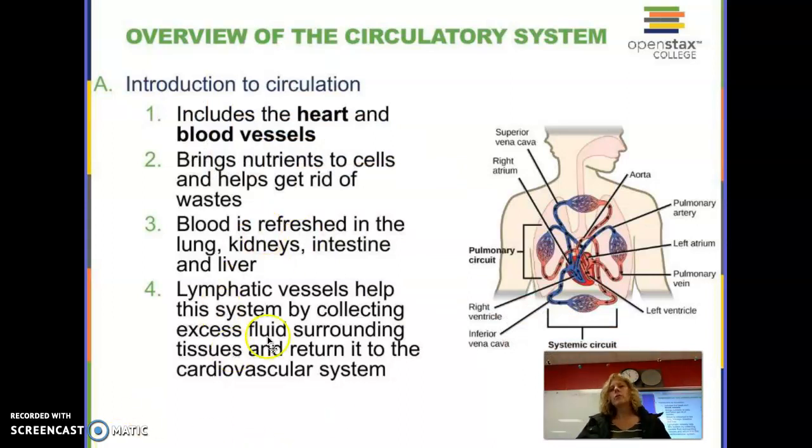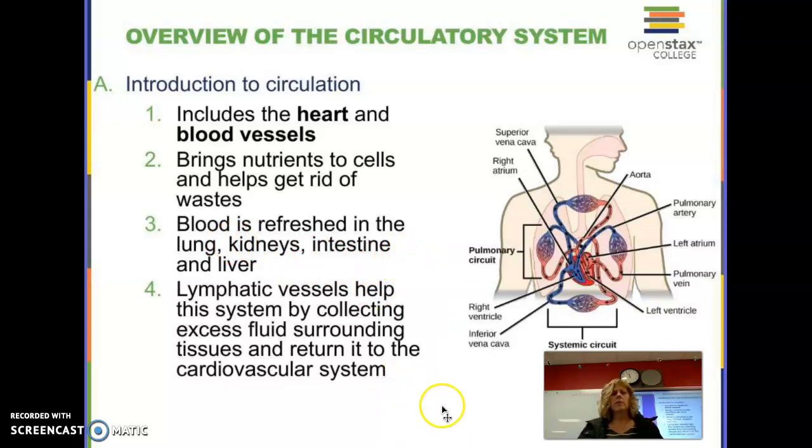So in the circulatory system, we're going to talk about the heart, blood vessels, and I said veins and arteries. Kind of the big overview: your circulatory system and blood are responsible for bringing nutrients to cells and also for getting rid of waste. And again, this is part of that homeostasis process, maintaining levels of oxygen and carbon dioxide, nutrition, and so on. Blood is refreshed in the lungs, kidneys, intestine, and liver.